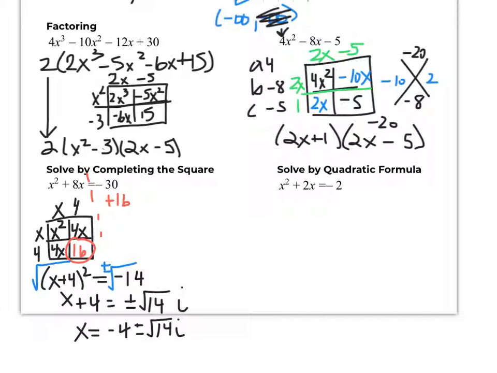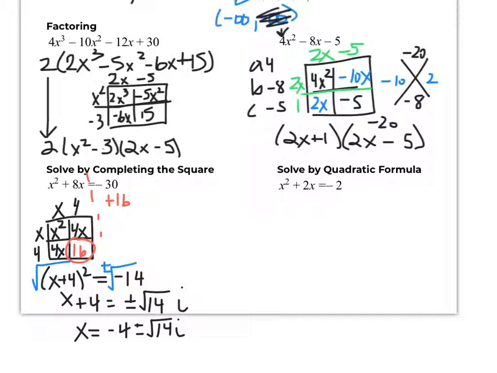Completing the square is happy to do when I have a 1x squared and then an even number in front of my x. Quadratic formula is happy in other situations. This one would be decent for quadratic formula. Or sorry, for completing the square. But we'll do quadratic formula because that's what it's telling me to do.